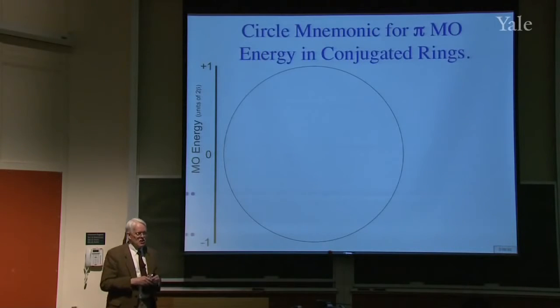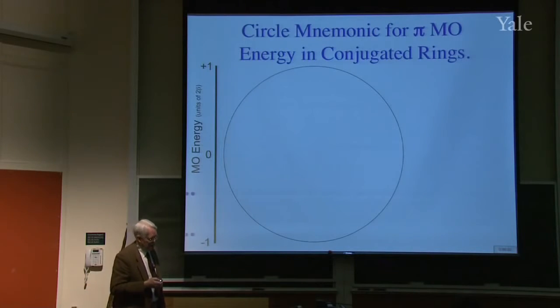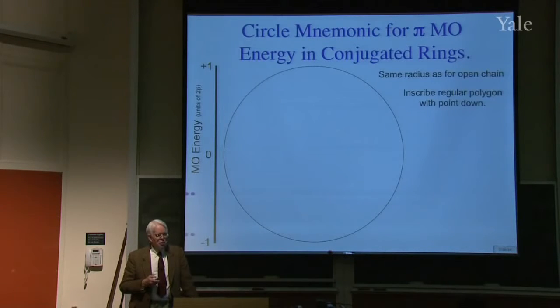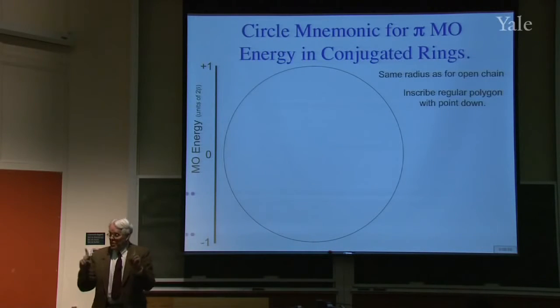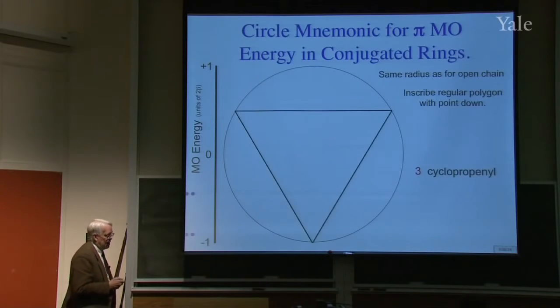And as I said, there's a circle mnemonic now. Remember, for a chain, we had a semicircle mnemonic. For a ring, you have a circle. It's the same radius, -1 to 1 is the limit, right? And now you inscribe a regular polygon with a point down, because remember that lowest one is always going to have -1 as its energy, so the point's got to be at the bottom, like that.